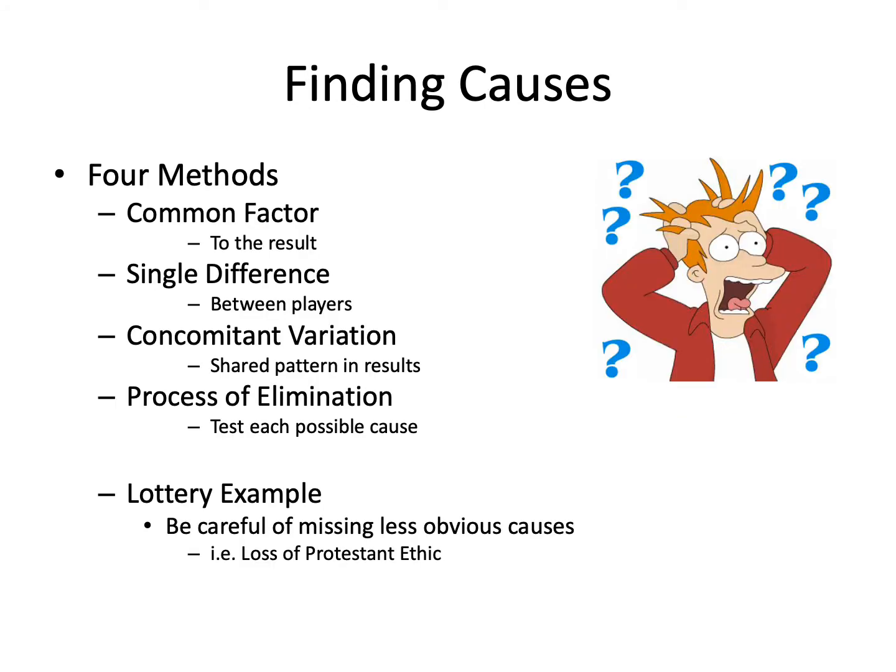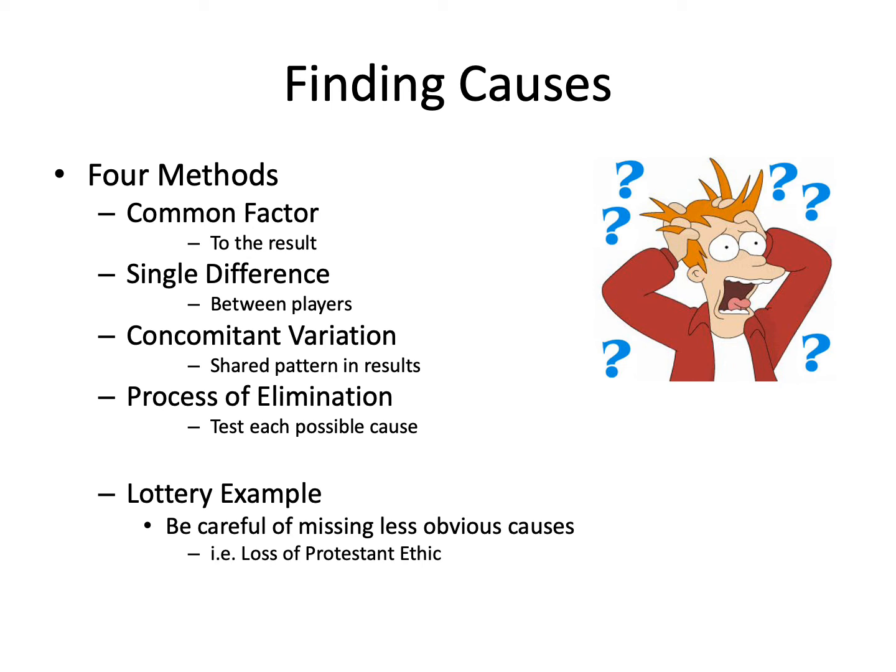All right, finding causes, there's different ways. So you look for a common factor. So this goes to the result, to the effects. And so what's common to the different effects? You look for a single difference. So this is when you're looking and saying, so what's actually the cause? I think it may be this, this, and this. What's different between these? So this is the one that's different. It's probably my cause. You have what's called a concomitant variation. You see a shared pattern in the results, and that helps you lead back to the cause.